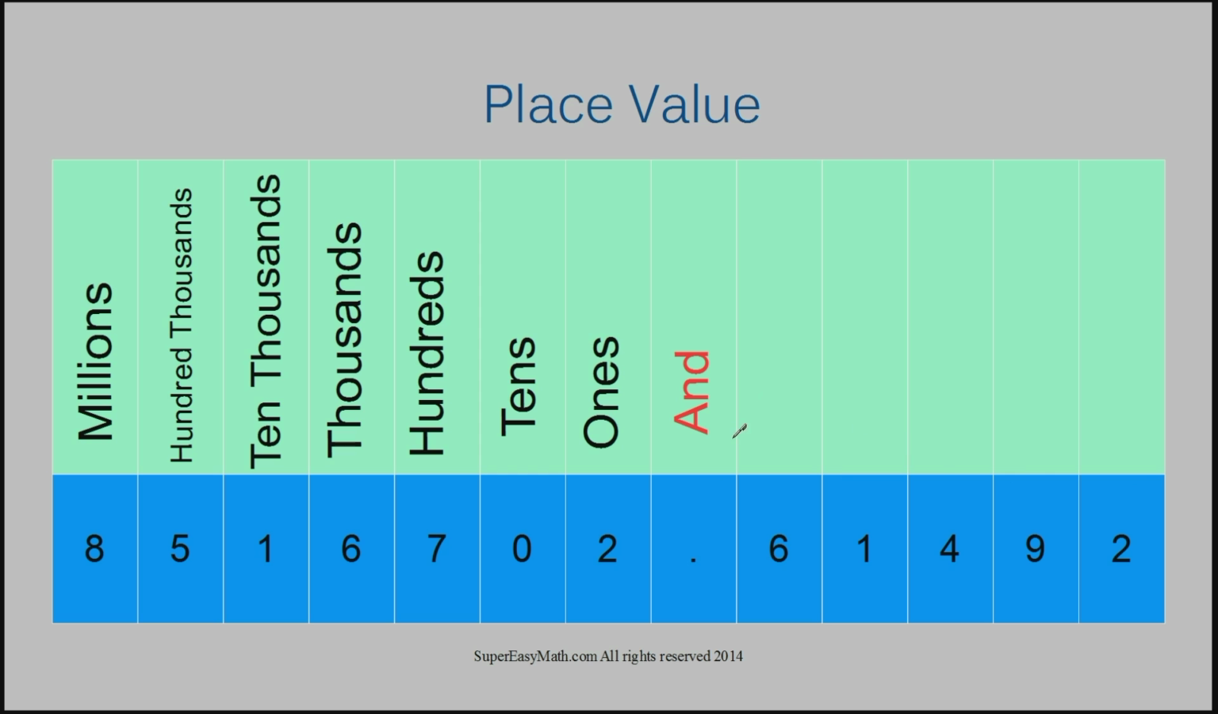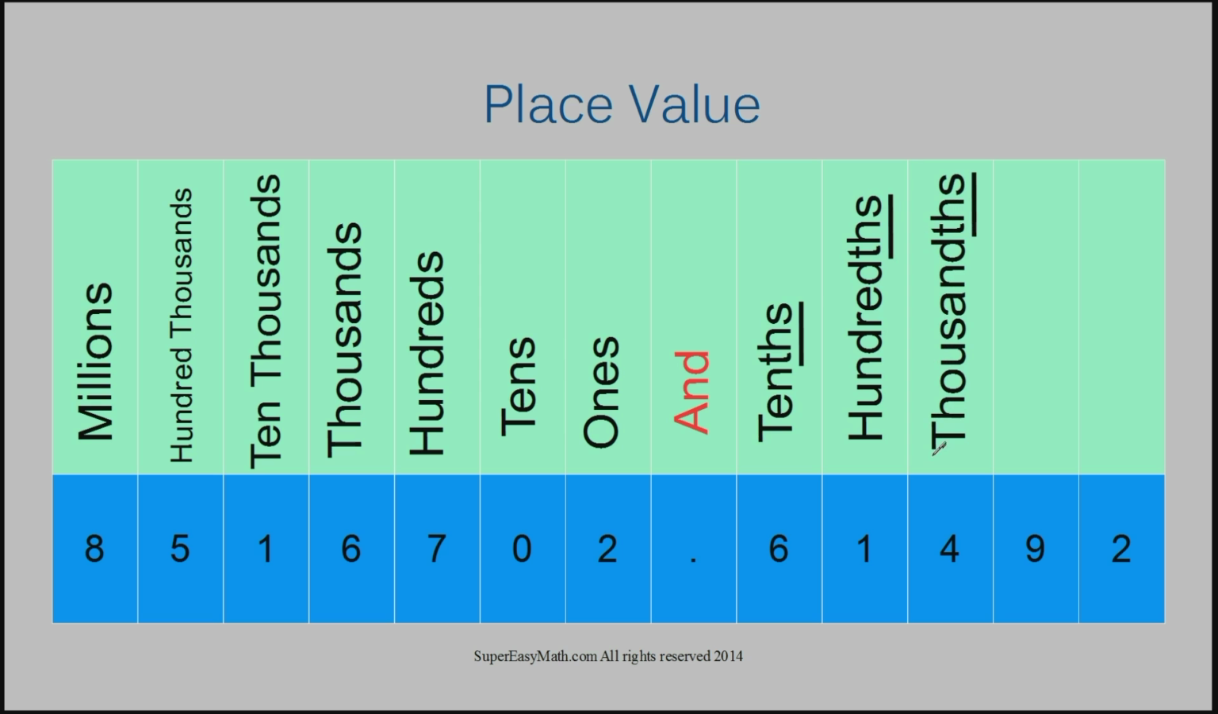Now, let's go on to the names of the place values to the right of the decimal. These values all have values that are smaller than 1. Okay? The 6 is in the tenths place. And I underline the THS here because this THS is something that you're only going to see on the right side of the decimal. Okay? The 1 is in the hundredths place. The 4 is in the thousandths place. The 9 is in the 10,000ths place. And the 2 is in the 100,000ths place.